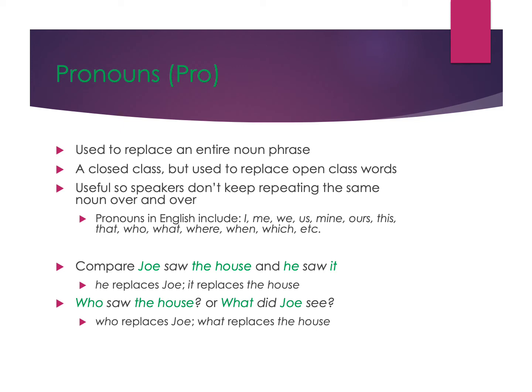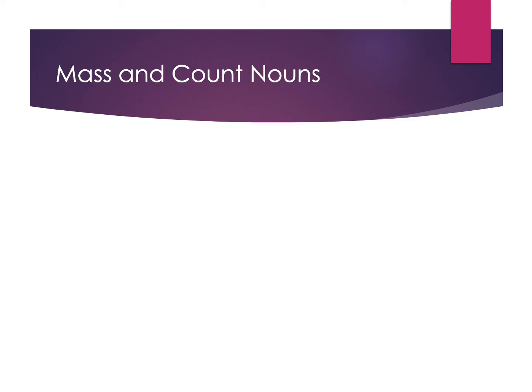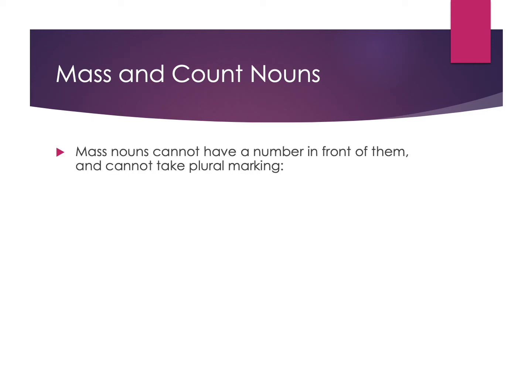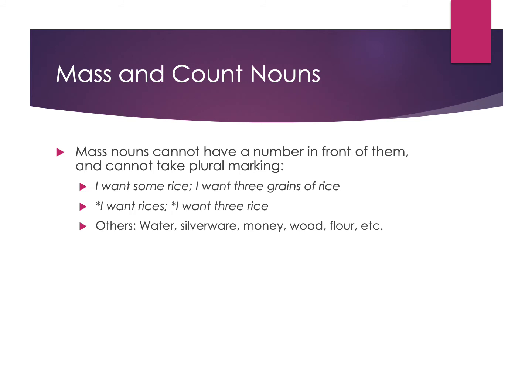The one other aspect of nouns that's a little bit different is that there are mass and count nouns. So mass nouns are nouns that cannot have a number in front of them. So they act a little bit differently than most nouns. They cannot take plural markings because they aren't countable. So I can say I want some rice, and that's fine because I'm using some sort of way to quantify that differently. I can say I want 3 grains of rice, and I can put the plural on the grains.